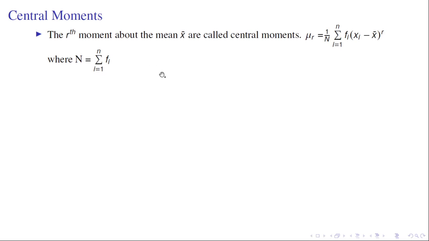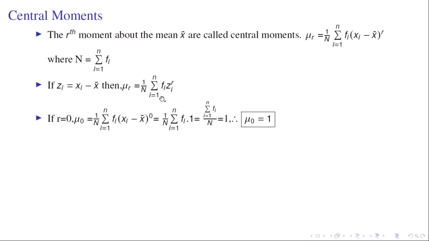And the definition of central moment: the rth central moment is mu r is equal to 1 by n into the sum from i equals 1 to n of fi into xi minus x bar power r. Instead of a, these are moments about the mean. Here let zi is equal to xi minus x bar. Then mu r is equal to, in place of xi minus x bar, keep zi power r.